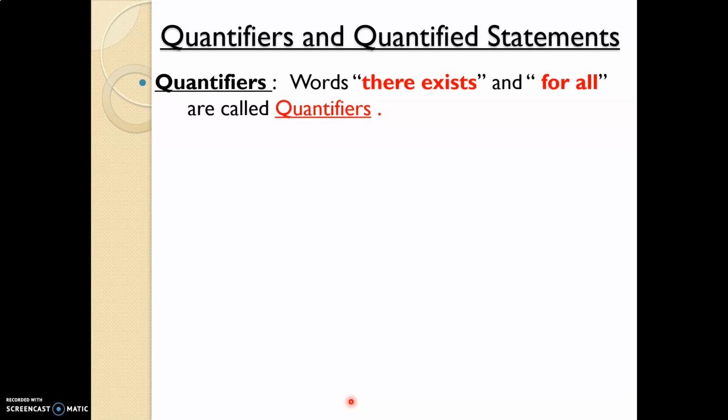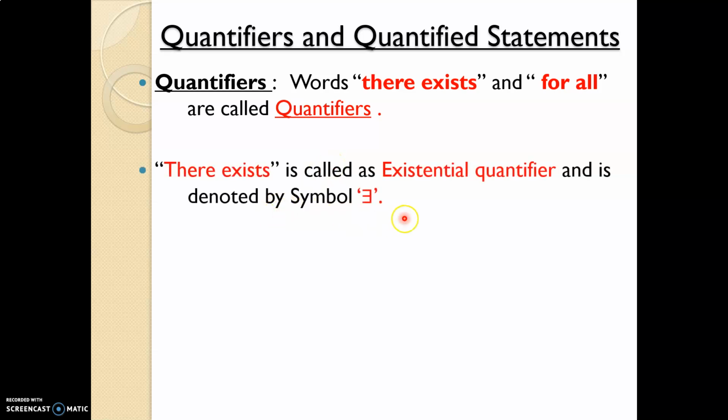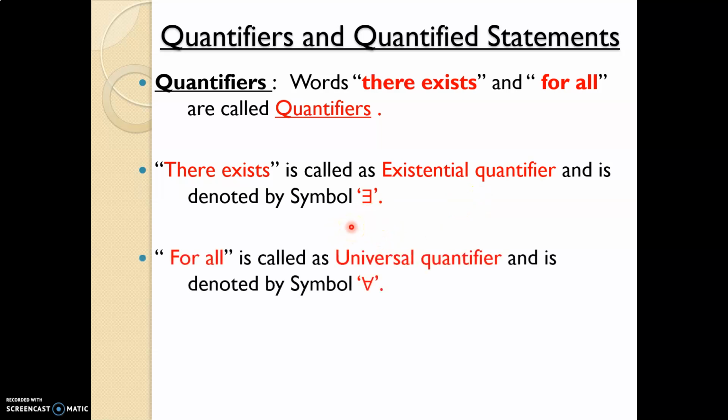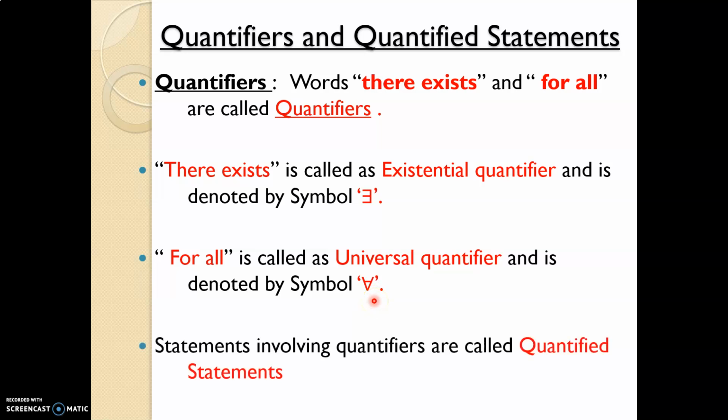Quantifiers and quantified statements. The words there exist and for all are called quantifiers. There exist is called the existential quantifier and is denoted by the symbol there exist. For all is called the universal quantifier and is denoted by the symbol for all. Statements involving quantifiers are called quantified statements. That means when you apply quantifiers like there exist and for all to a statement, it becomes a quantified statement.